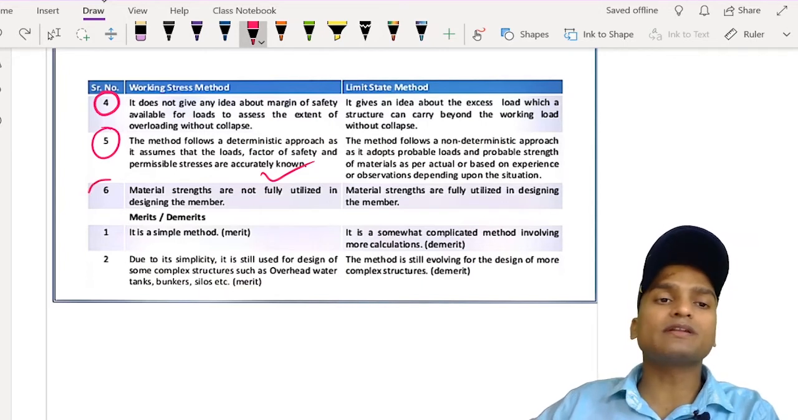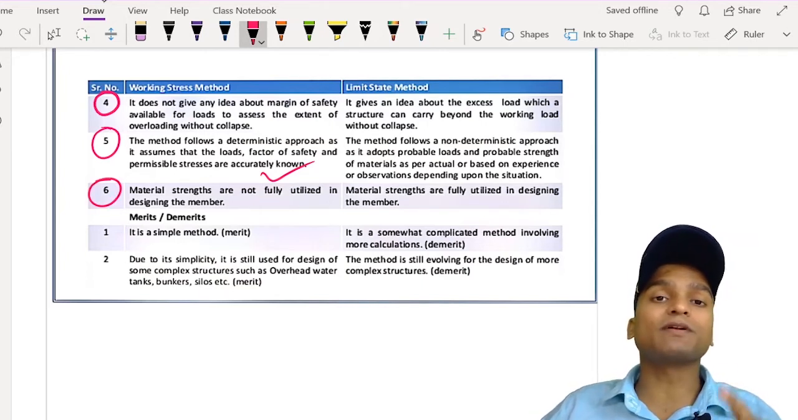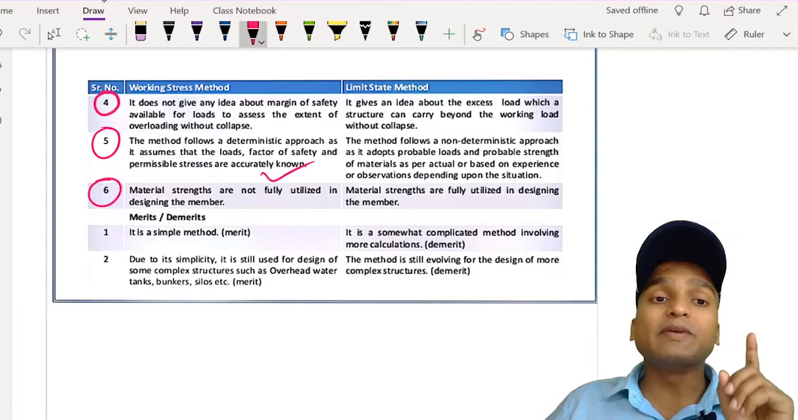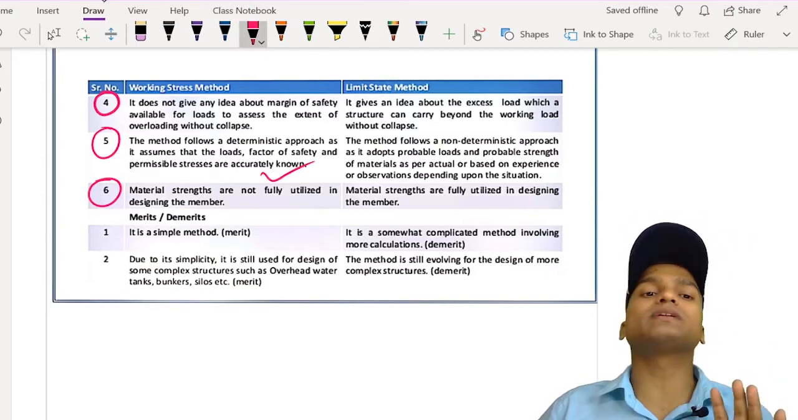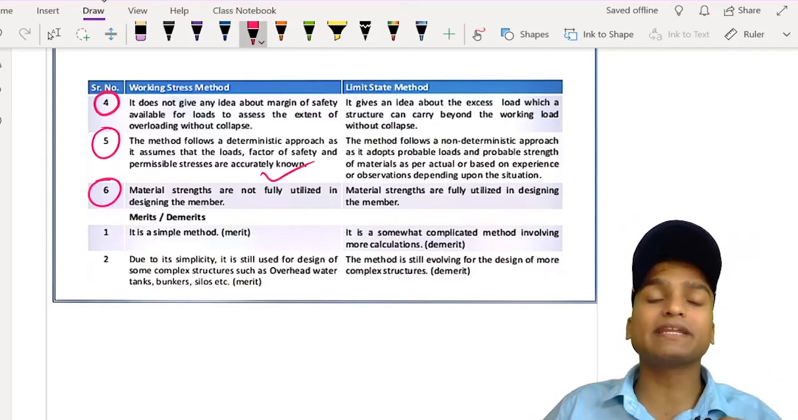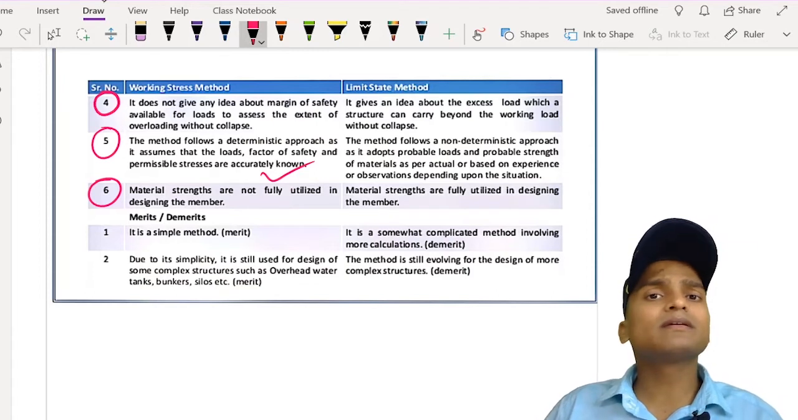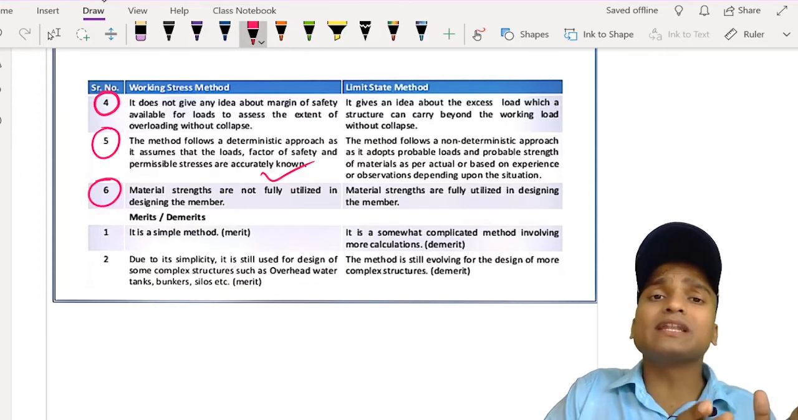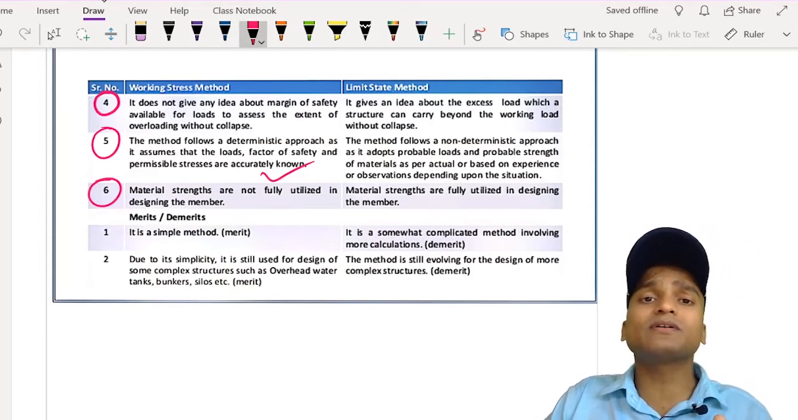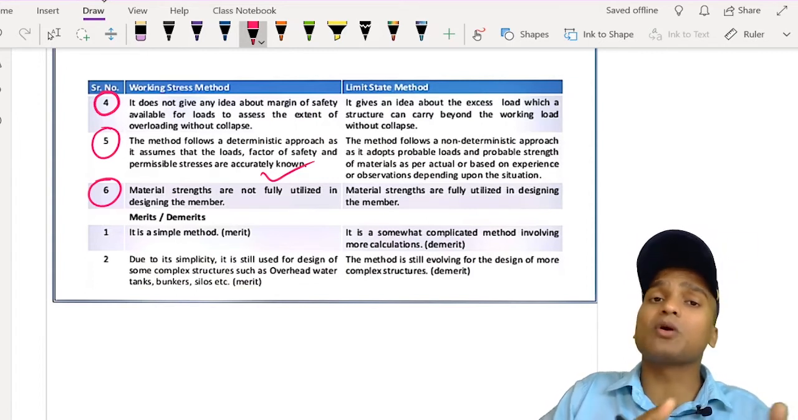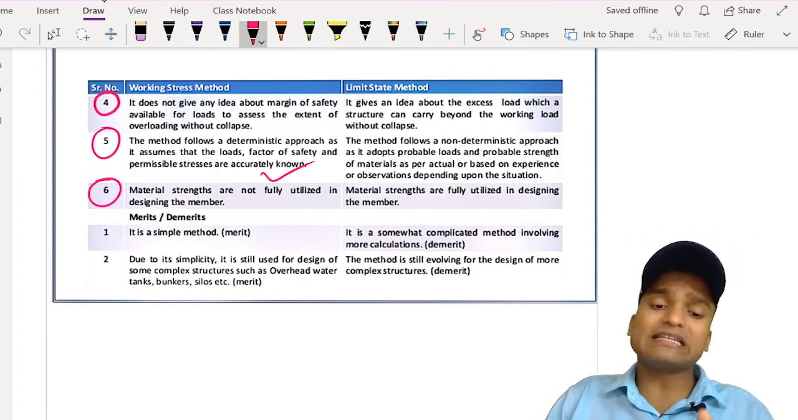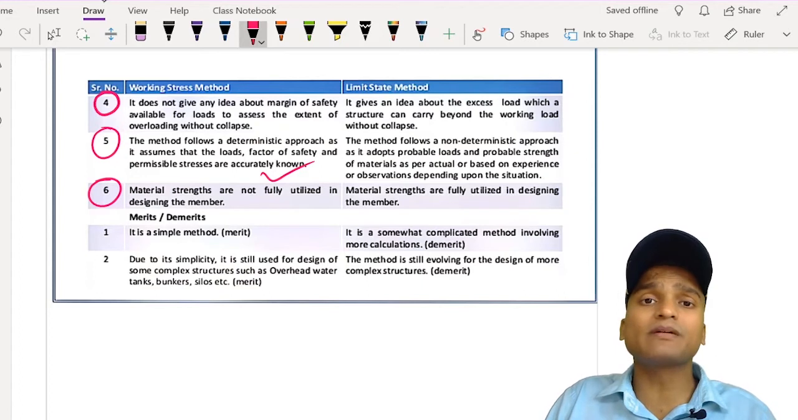Now the sixth point you can understand if you have understood the first point, that material strengths are not fully utilized in designing the member in WSM. Why? Because we have only utilized the elastic region of the material, whether it be concrete or steel. You have only used the elastic region.